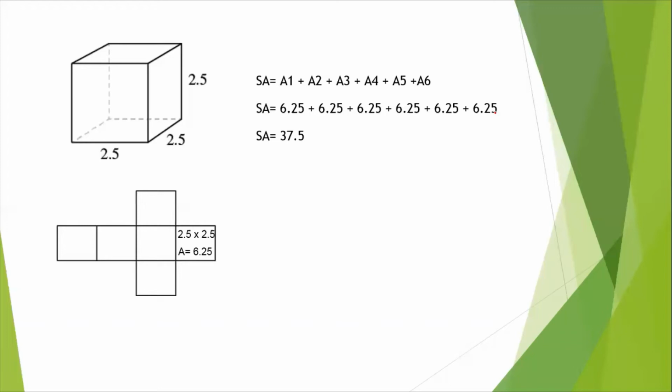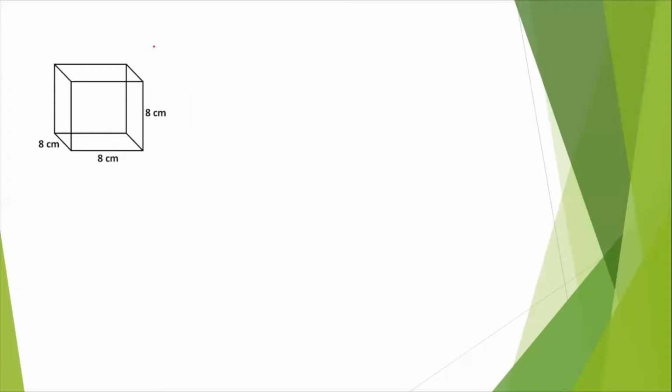Or we can also use our second formula. Again, you can use either of these two formulas. The second formula is surface area is equal to 6 times side squared. So we have here 6 times the side, which is 2.5 squared. We square the 2.5. 2.5 times 2.5 is 6.25. 6.25 times 6, we get the answer of 37.5. So it means the surface area of this cube is 37.5.